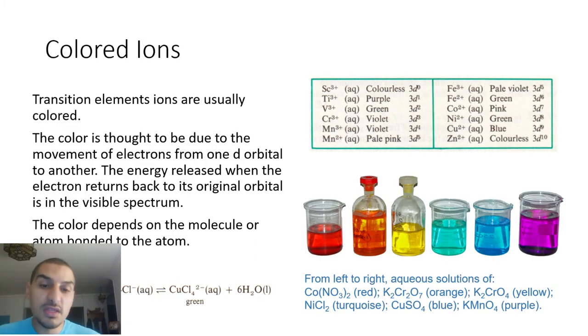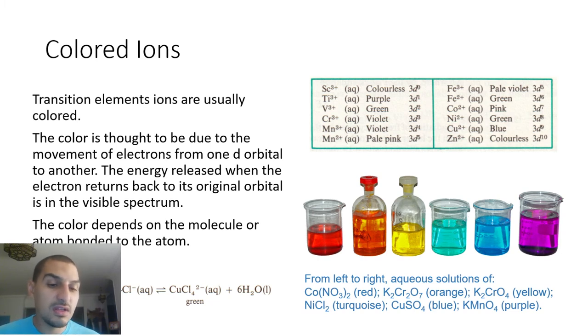One other property that is very characteristic of the transition elements is that they have colors, or the salts of these elements have colors. So for instance, here you'd see that this is cobalt nitrate, it's red, potassium dichromate is orange, potassium chromate is yellow, nickel fluoride is turquoise, copper sulfate is blue, and potassium permanganate is purple.